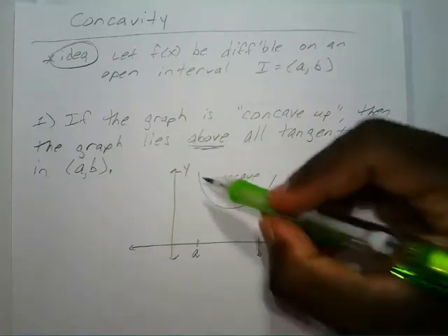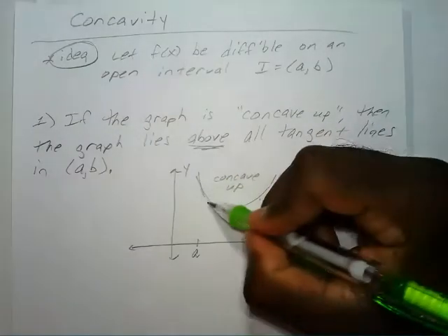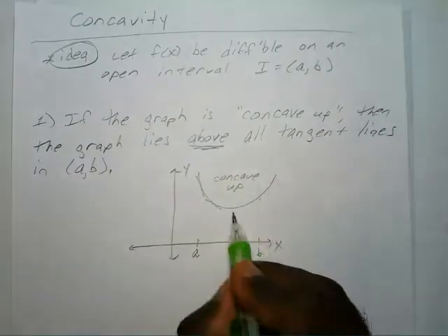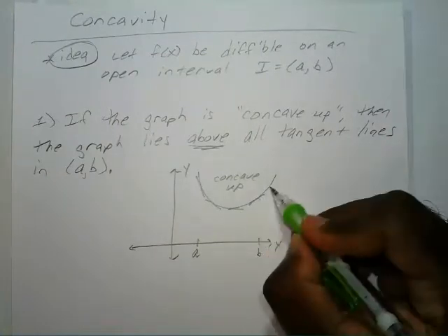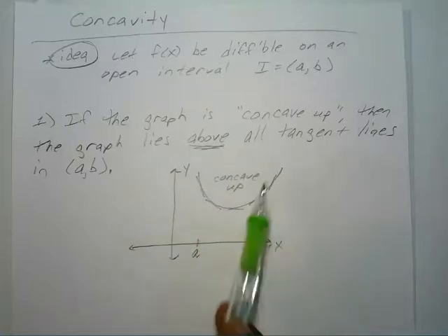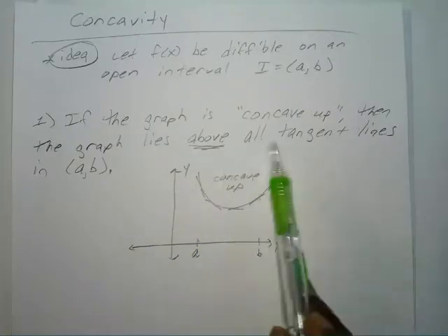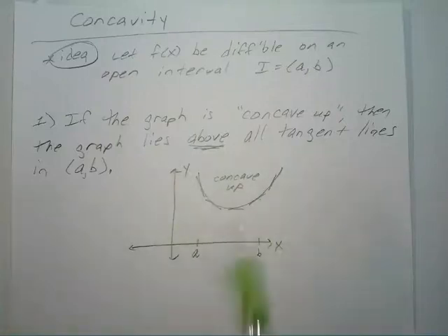every part of this graph is above the tangent line. Let's say your tangent line is here, and you have a tangent line here, and here, and there, and there. You notice all of your tangent lines are on the outside of the graph. The graph is on the inside, or above, your tangent lines. That's how you know it's concave up.